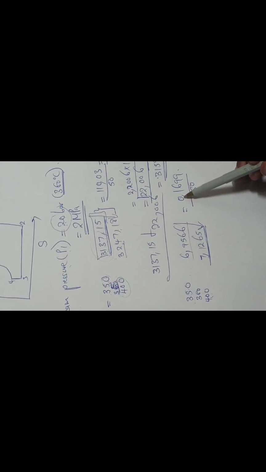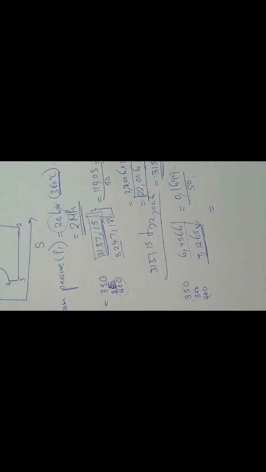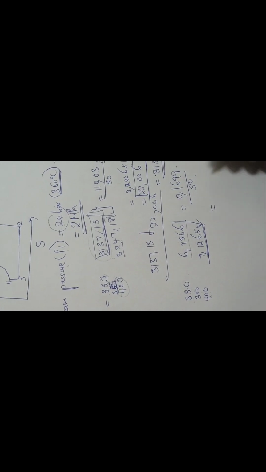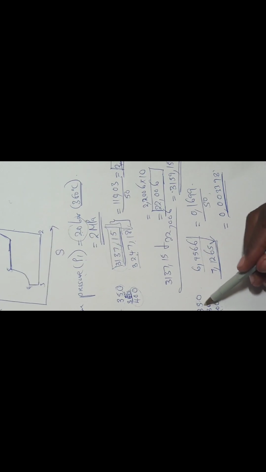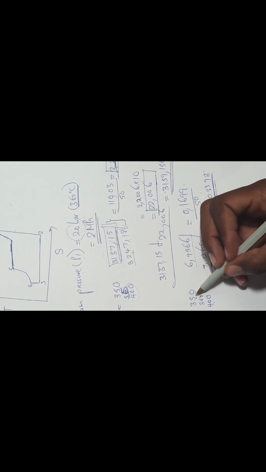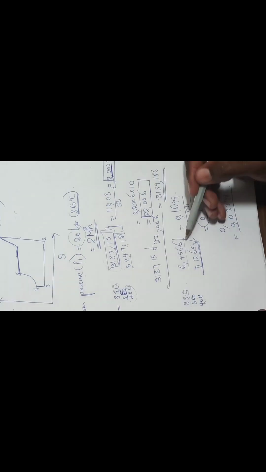So we are going to divide 0.1699 by 50. We are going to get 0.003398, and we know that this value is for each gradual from 350 to 400, but we just need from 350 to 360. So from 350 to 360 we just have 10 graduals, so we multiply this by 10. So you're going to say 0.003398 multiplied by 10. Our answer is going to be 0.03398.